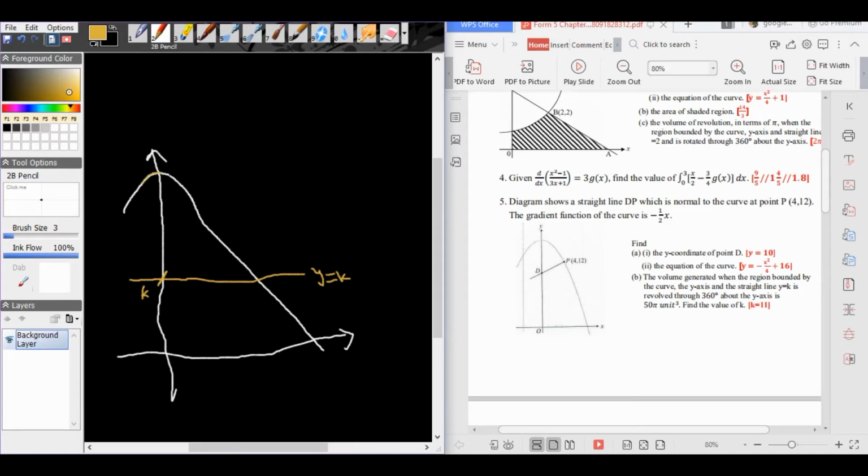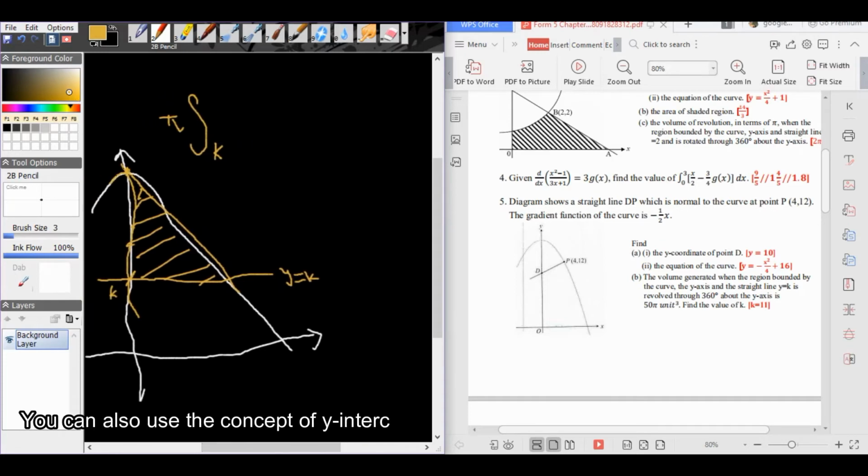Okay, so the curve, y-axis, and this straight line, the region bounded by these three lines will be this part. Okay, so we use pi, integrate from k to this one. So we have to find this point. This is the maximum point for the curve.